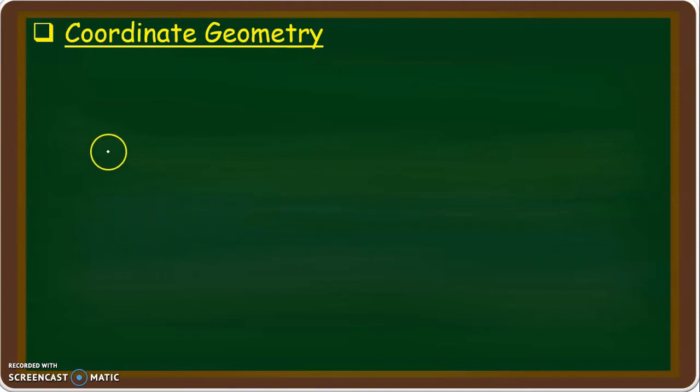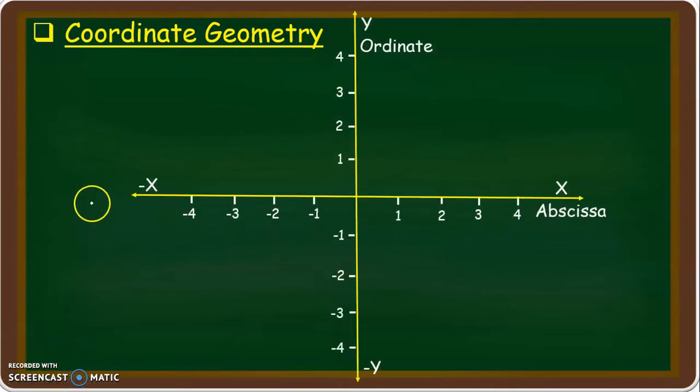Students, today we are going to start the new topic, that is coordinate geometry. All of you are familiar with the two-dimensional Cartesian coordinate plane. Here this horizontal axis is known as the x-axis, or it is also known as abscissa, and this vertical line is known as the y-axis, or it is also known as ordinate. And where those two lines intersect, that point is known as origin.